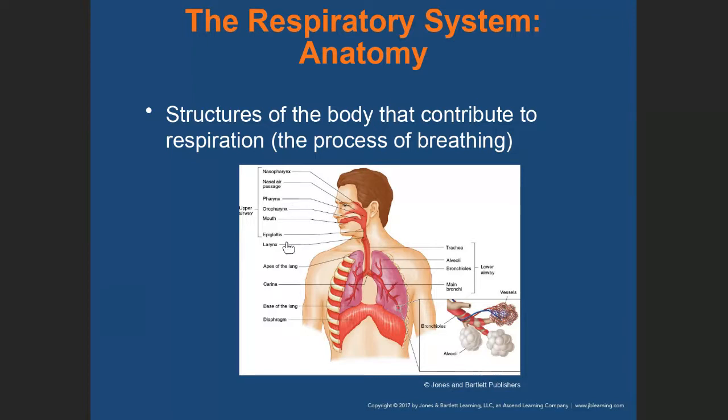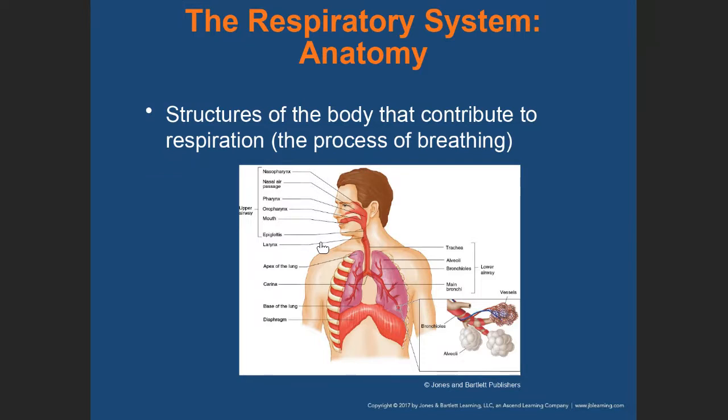The larynx, which is kind of the posterior portion of the glottic opening, the oropharynx, which is a posterior portion of the nose, the posterior portion of the mouth, and the nasopharynx. Collectively, the larynx, the oropharynx, and the nasopharynx form what we call the pharynx. And the pharynx is the posterior portion of the throat.